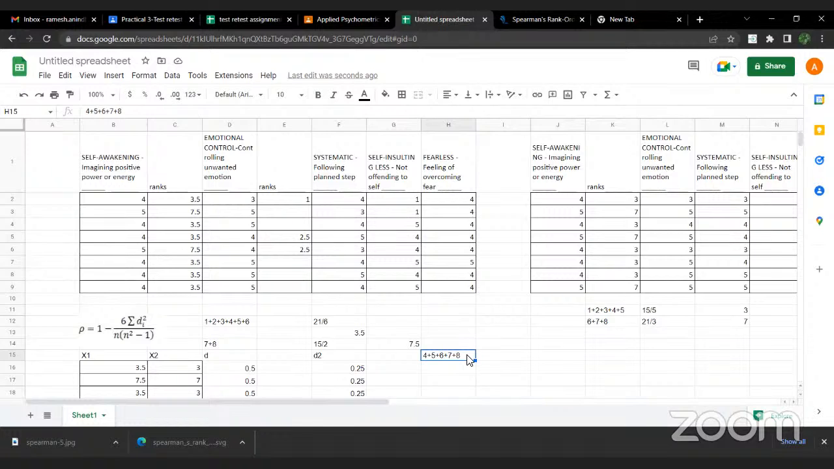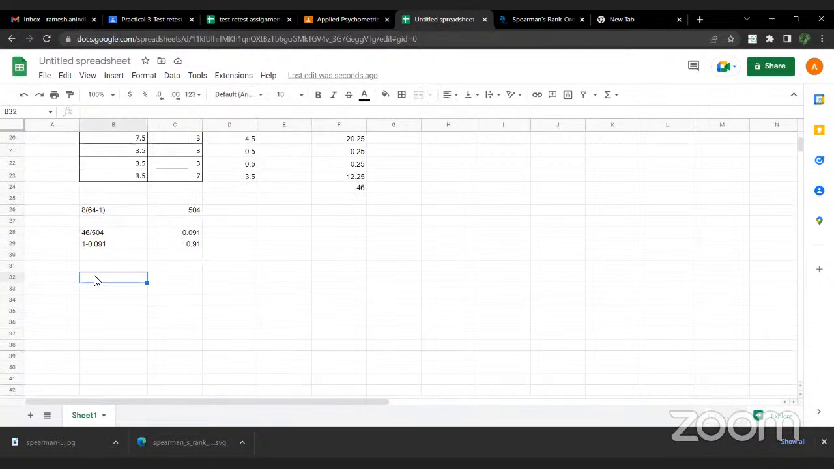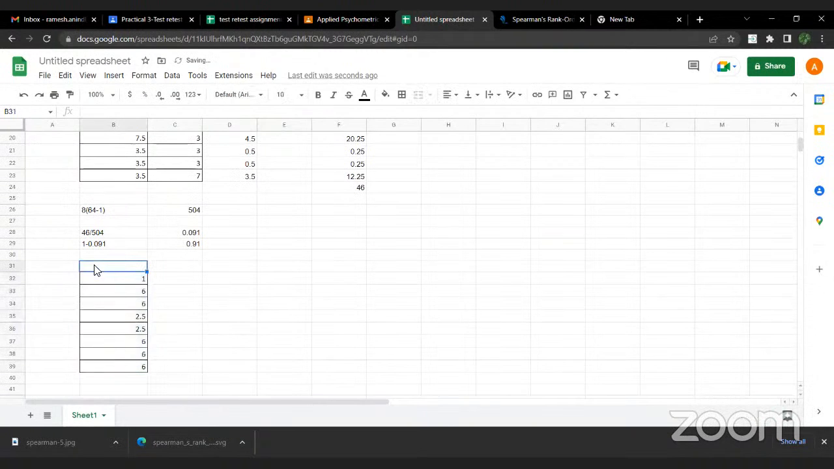The total is 30. So 30 divided by 5 is what we're going to assign as a rank. So the rank is 6 here. So again, I'm going to copy this data to be my initial data. I'm going to do it again here a little bit lower. So again, I'm going to label it as X1.